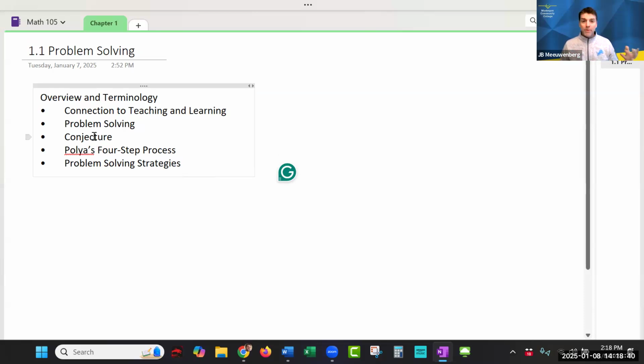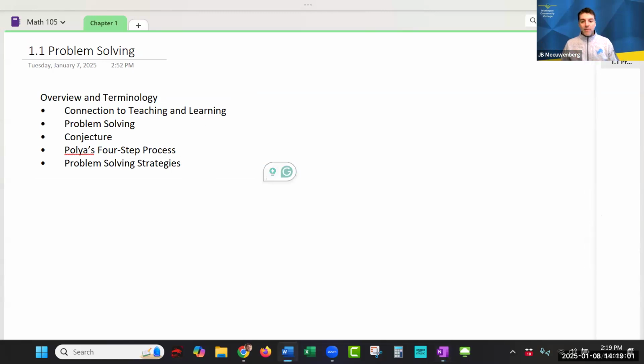We're going to talk about what problem solving is, conjectures, what those are. We'll talk about Polya's 4-step process to solving problems. This is a process that's been adopted as the way to solve problems. And then we're going to look at multiple strategies to solve problems.